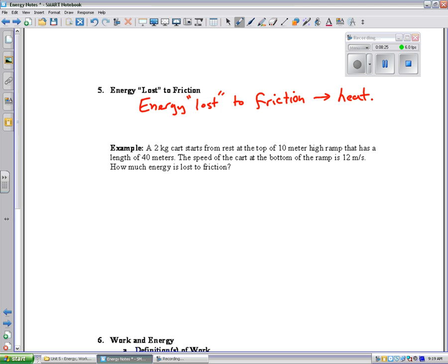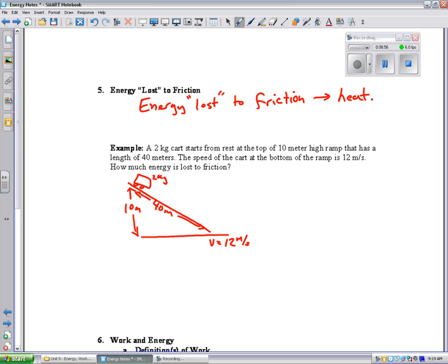We have a 2 kilogram cart starting from rest of a 10 meter high ramp. So let's kind of draw that. We have that this thing is 2 kilograms. This is 10 meters high. All right, and then we're given that the velocity down here is 12 meters per second. And the length of the ramp is 40 meters. So those are the givens.